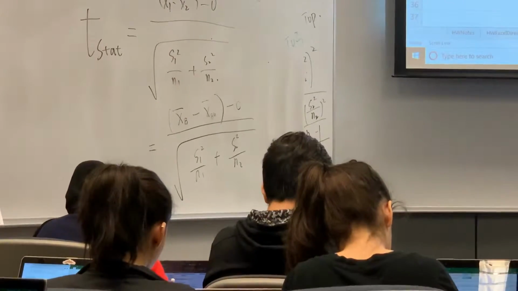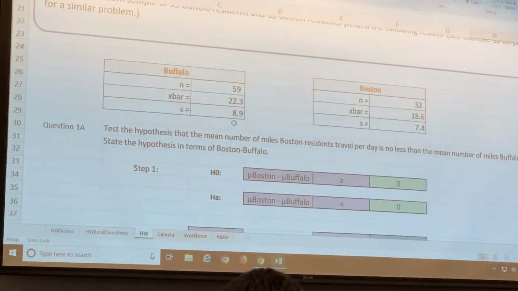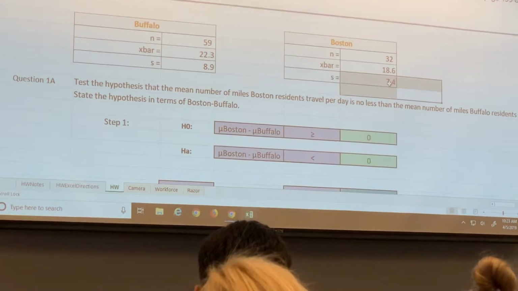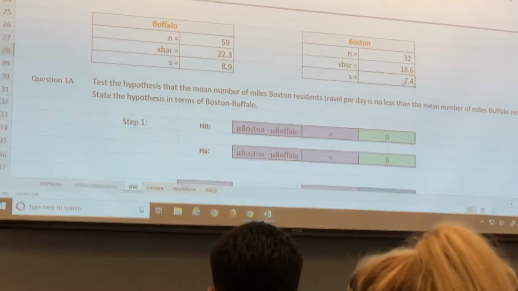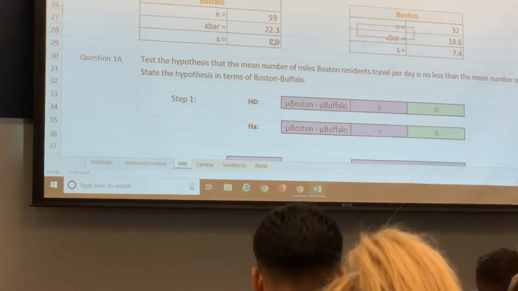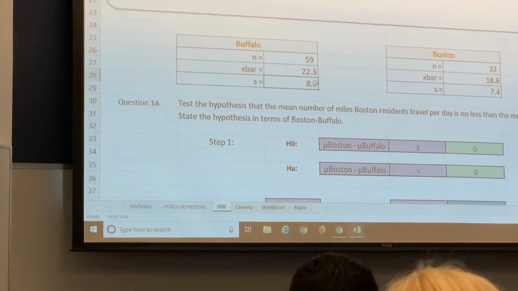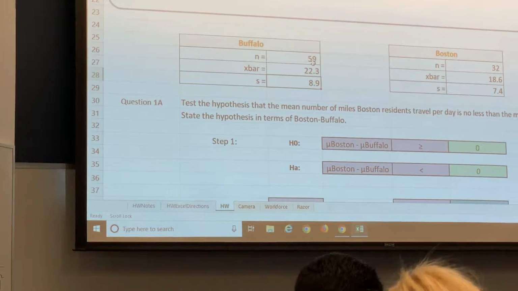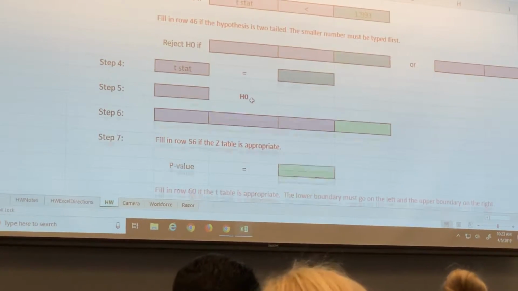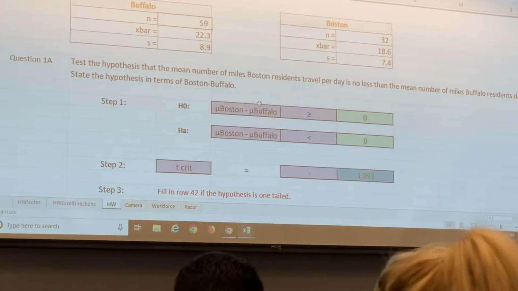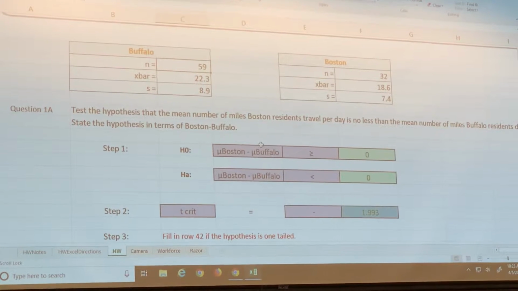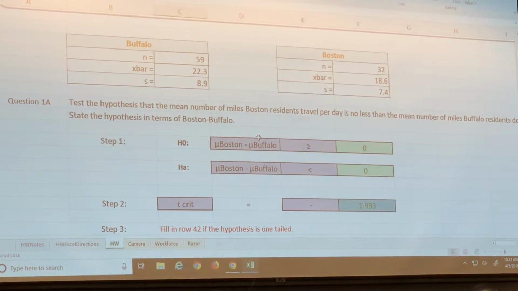What is my S1? My S1 is the standard deviation for Boston, which is right here, 7.4. 7.4 squared divided by 32, which is my N1. 8.9, which is my S2, squared, divided by 59, which is my N2. We've got negative 3.7, which is my top number.